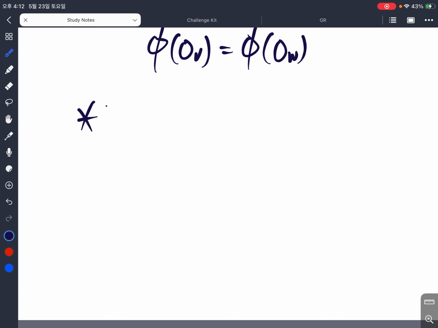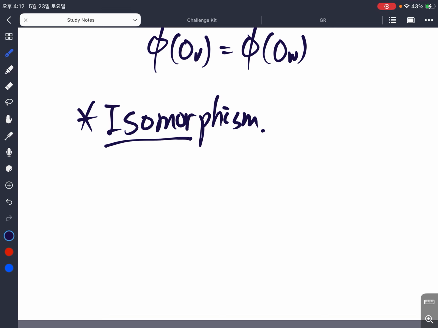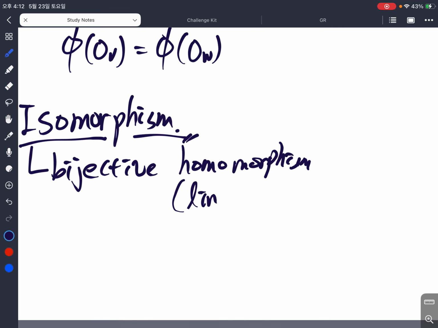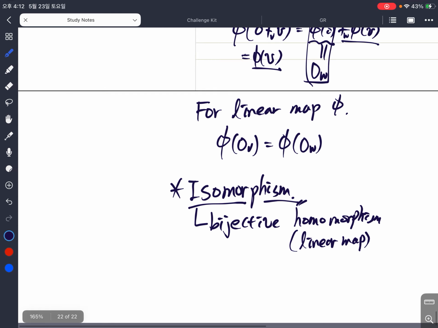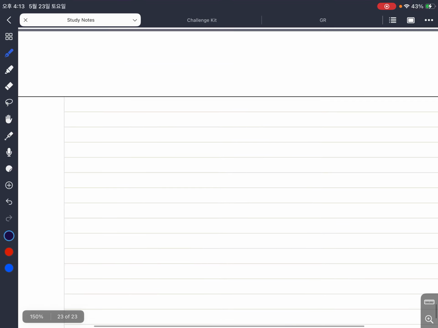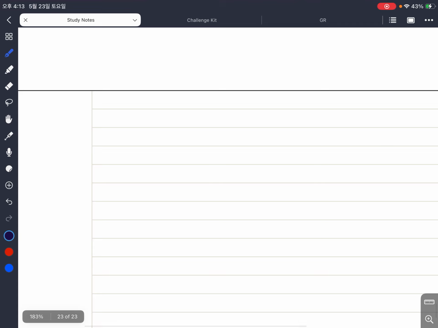And the other thing you have to know is isomorphism. I hope you remember isomorphism. Isomorphism is nothing but a bijective homomorphism. So it has an inverse homomorphism. And because a homomorphism is a linear map, it is a bijective linear map. So in vector space or linear algebra, a bijective linear map is called an isomorphism. It is called a vector space isomorphism.